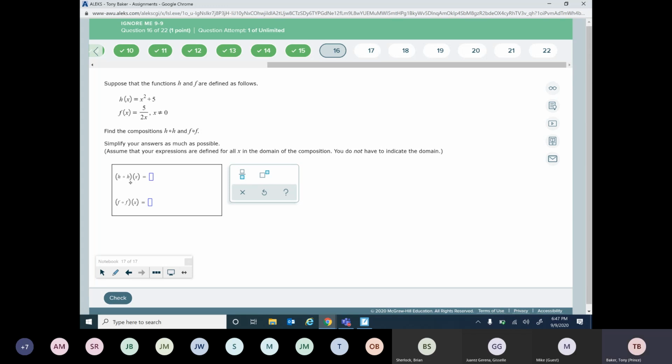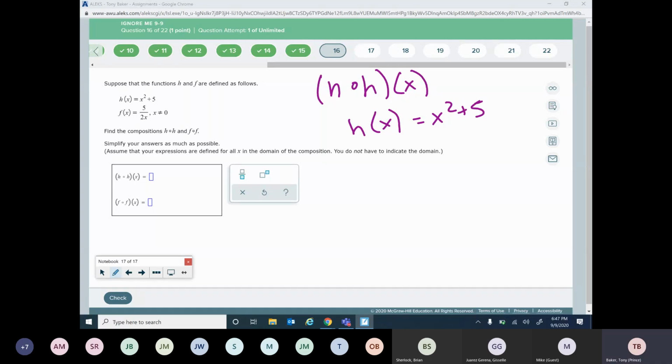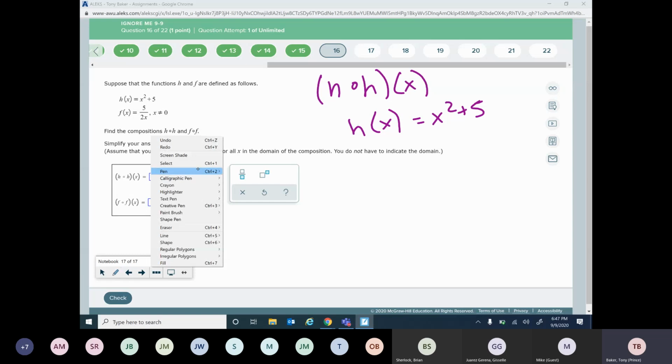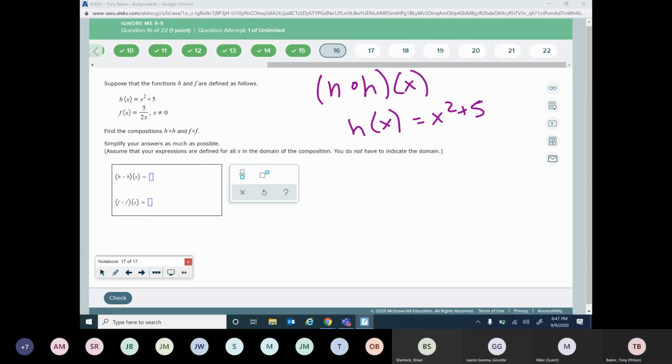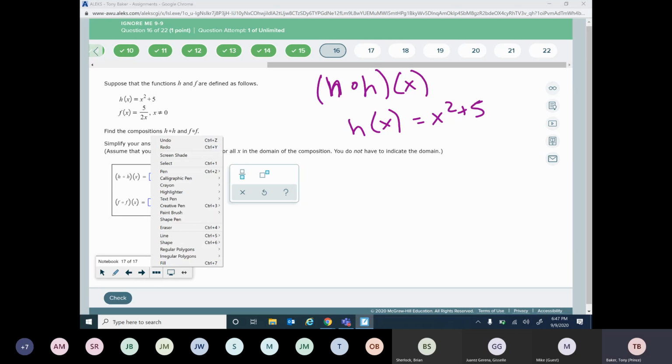All right, so you notice how this one's got that x in it. So this one says h composed of h of x. So what this means is we're going to take h of x and plug it into h of x. So h of x is x squared plus 5. So my next one, I'm going to do this in colors because it's actually, really? Change my color.